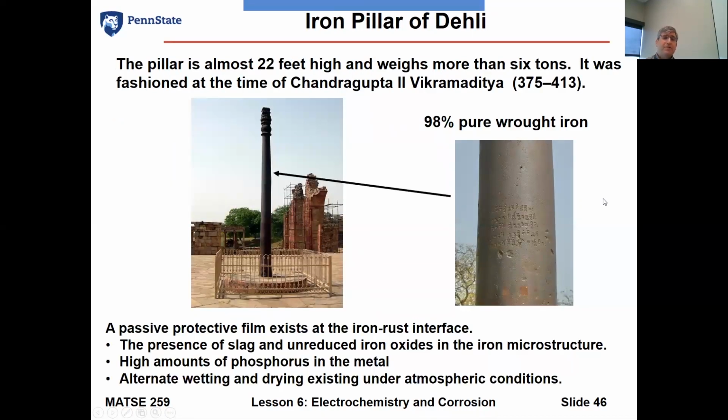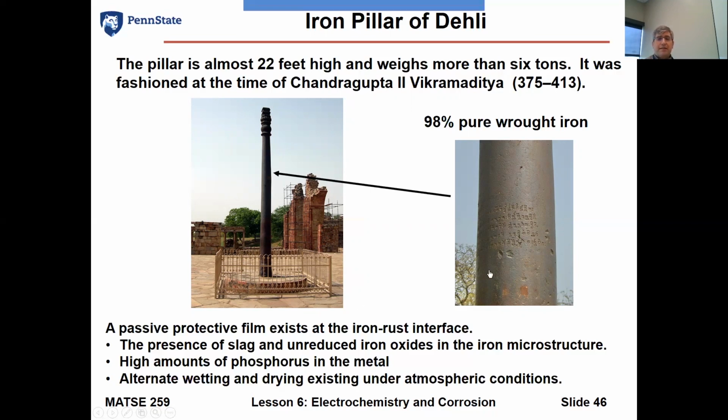Now, even in history, going back millennia, we see that there were examples of the ability to passivate or produce a passive film. The iron pillar of Delhi has been around since 375, 400 AD, or whatever that is in our nomenclature now. And if we look at it, it's 98% wrought iron. It should have rusted away, shouldn't it? If it's just iron, why is this pillar still basically in the same condition it was about 1800 years ago? So it has a passive film.